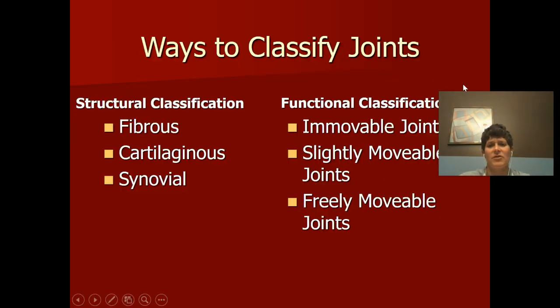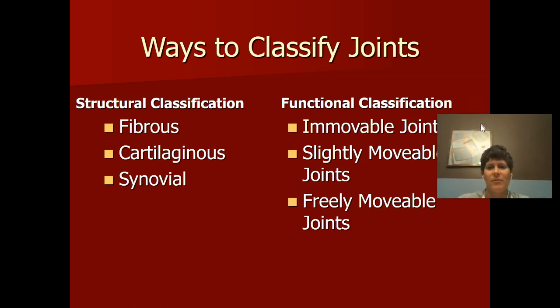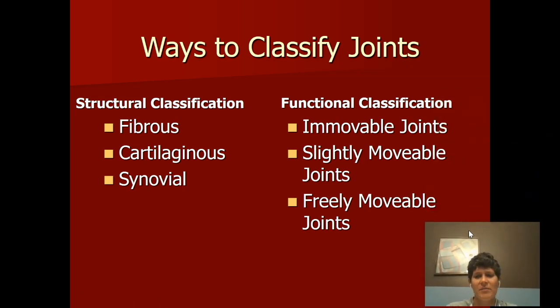So last thing we want to talk about today is the different ways that we can classify joints. So joints can be either structurally classified or functionally classified. So structural classification is the joint can be fibrous, cartilaginous, or synovial. We won't spend very much time actually on structural classification. We're going to focus on functional classification of joints. So I want you to know that joints can be immovable, slightly movable, or freely movable.